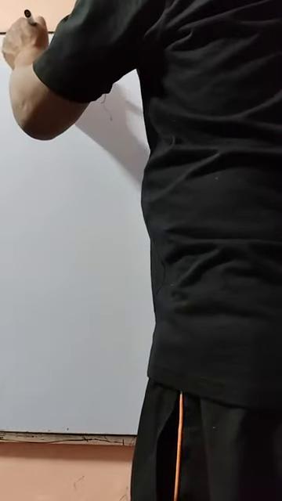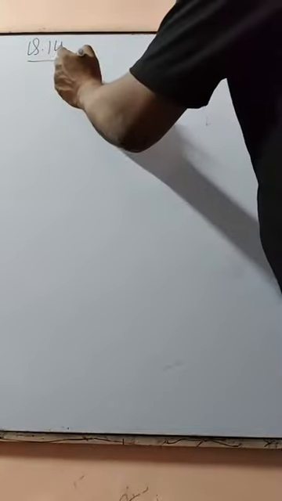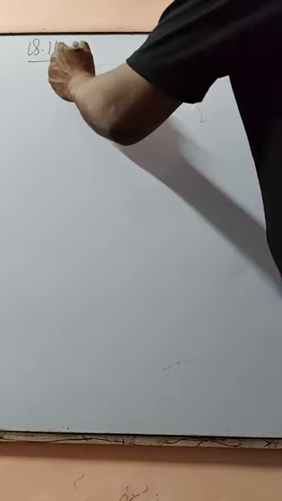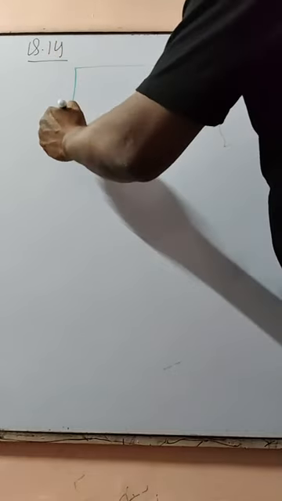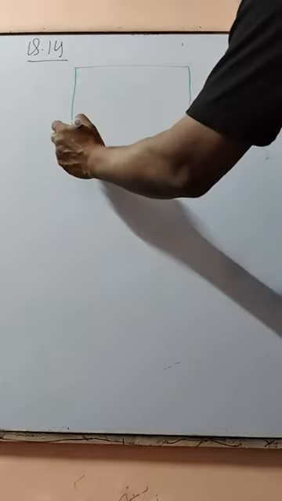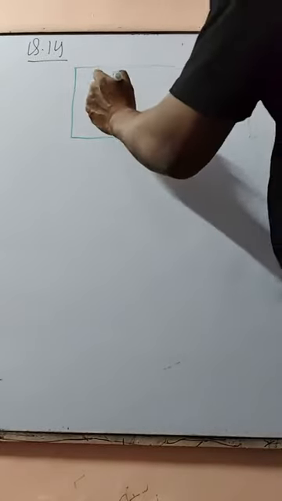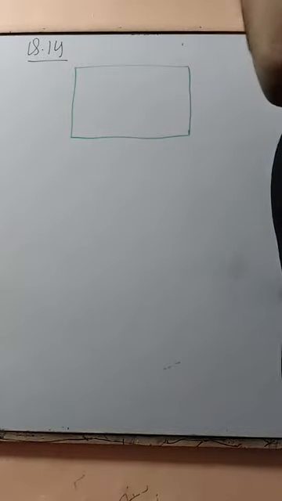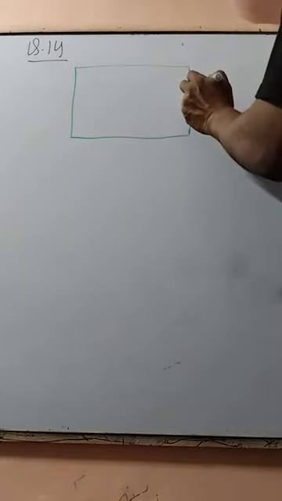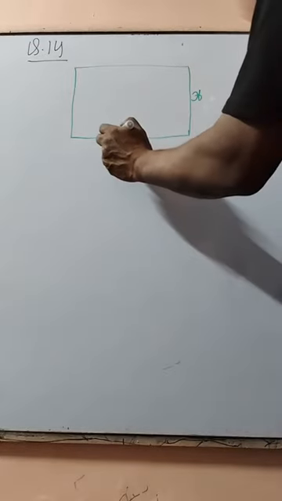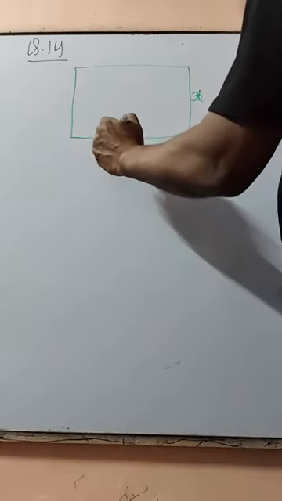Question number 14. The length of a rectangular blackboard is 8 meter more than its breadth. Breadth is x, or length is x plus 8.